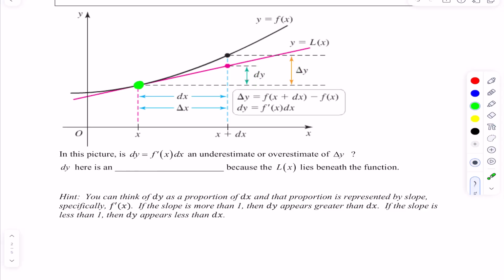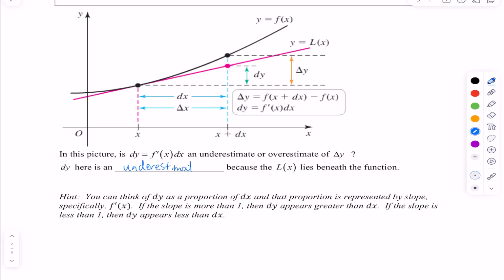Notice the actual change in function values is right here. The actual change in function values is from this y value to this y value. The theoretical change is calculated from the linear approximation. In this particular case, is dy an underestimate or overestimate of delta y? We can clearly see that this is an underestimate.